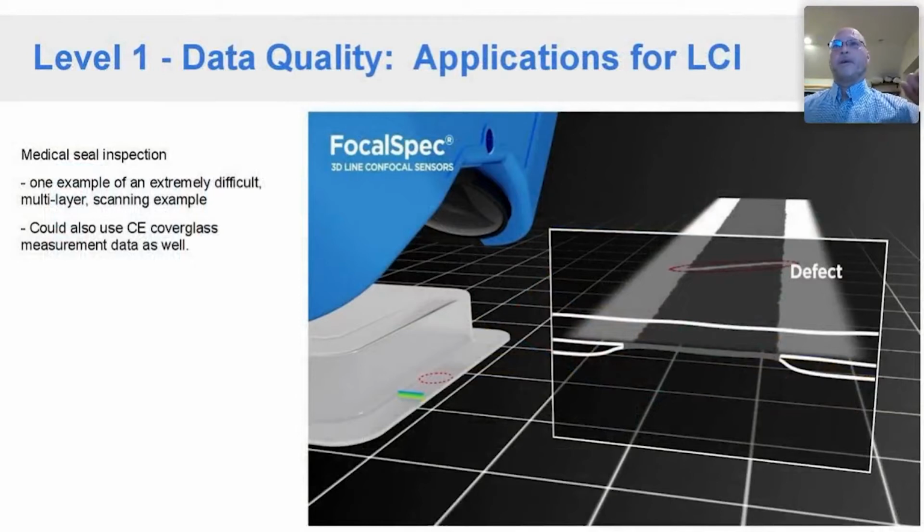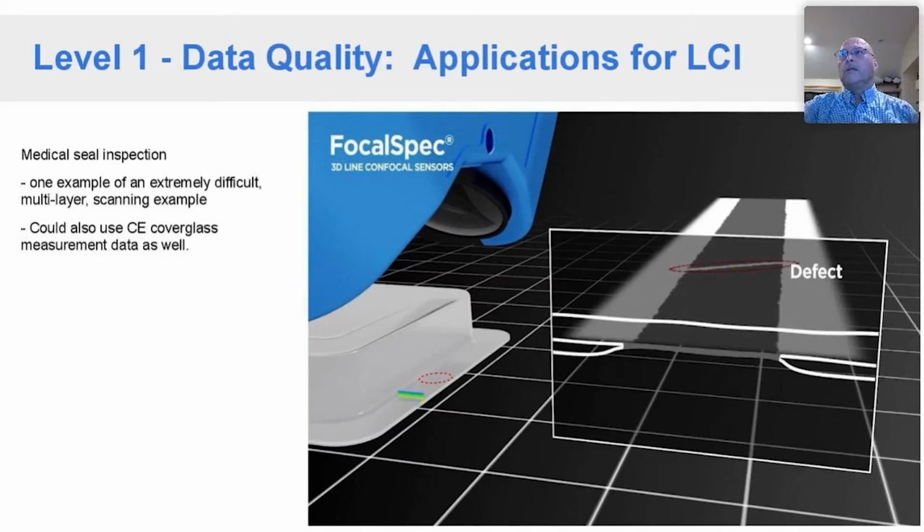Actually, I'll talk about one of them right now. This particular slide shows a confocal sensor measuring the seal on a sterile medical package. This particular sterile medical package comes with a clear shell. So there's a clear blow molded plastic shell or thermoform plastic shell. And then there's a piece of Tyvek, which is heat sealed to the shell to form that sterile seal.